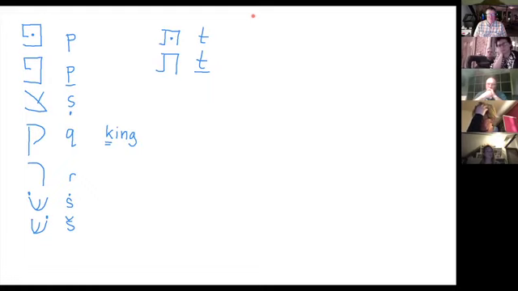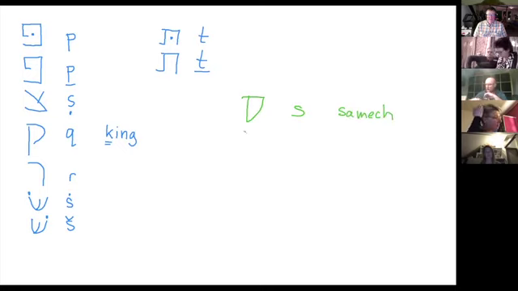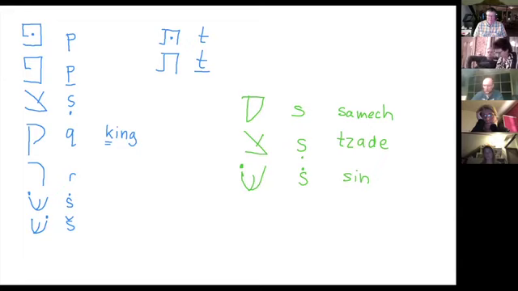So when you go through all the S's, you've got the S from Samech, you've got the Tzadeh with a dot under it, and it's the TZ sound. You've got a Sin with the dot on the left, and it's Sin, and you've got the Shin with the dot on the right, which has this upside down mountain on it.